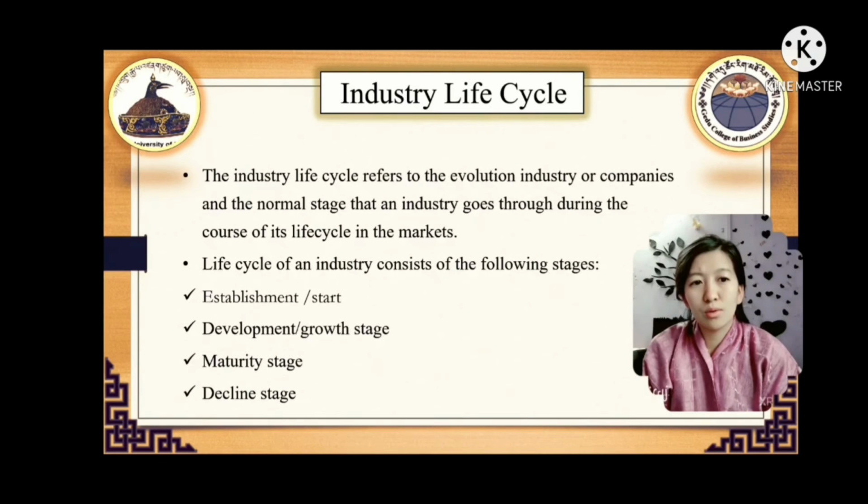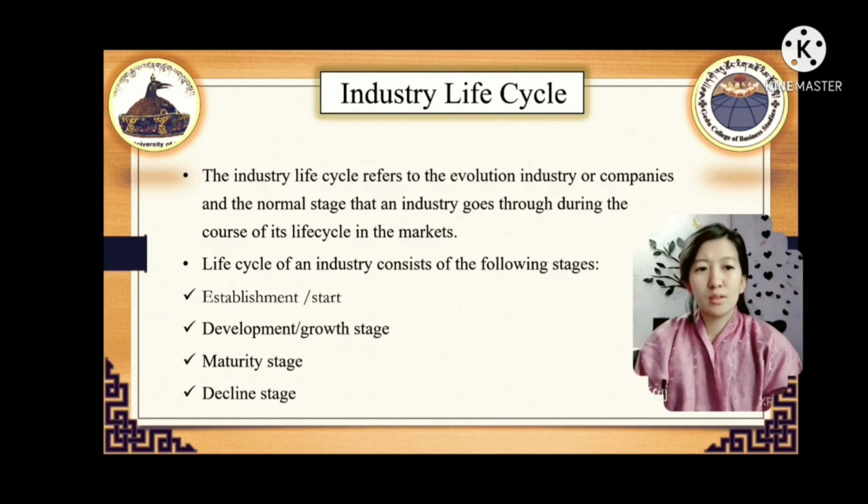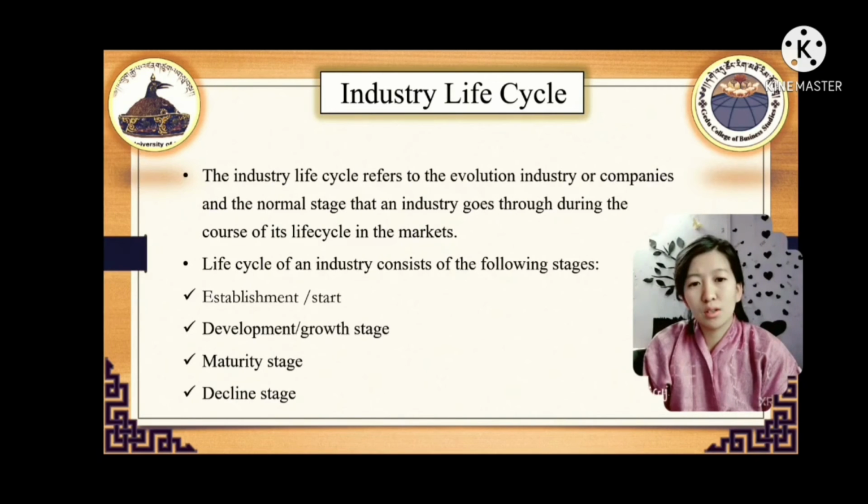Number 2, development or growth stage. In this stage, demand tends to rise rapidly, profit of the firm rises, and revenue increases. In 1971, the bank introduced paper currency, and by 1991, there were 26 branch offices throughout the country.